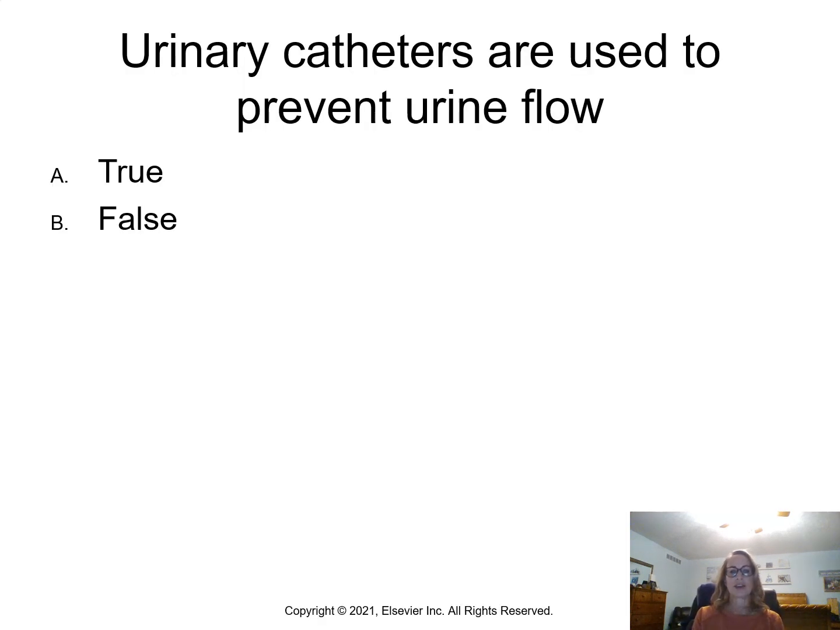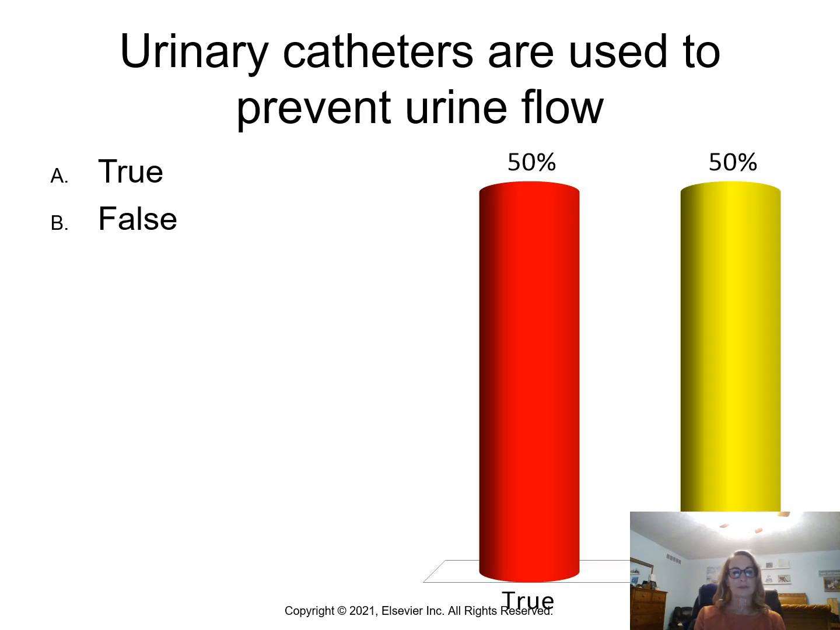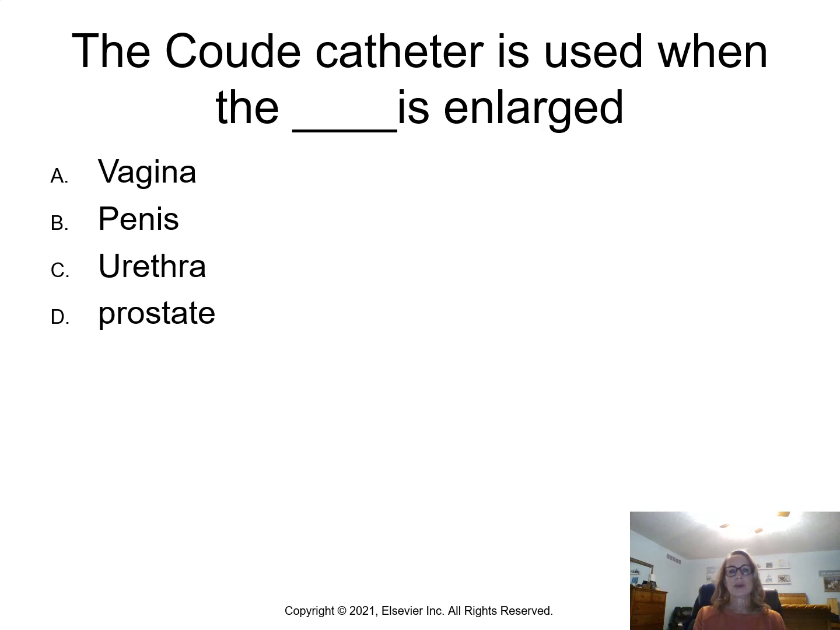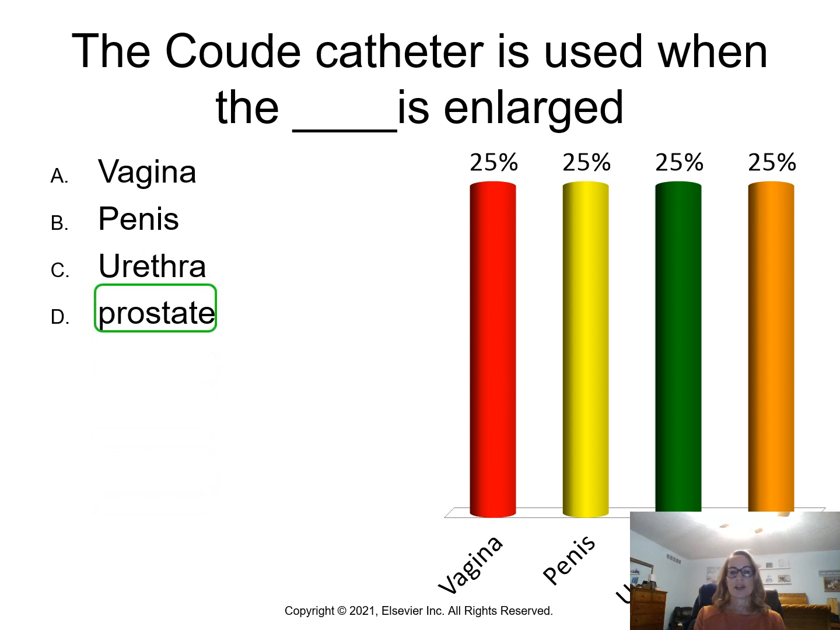Urinary catheters are used to prevent urine flow. True or false? False. All right, a condom catheter is used when what is enlarged? Do you remember? The prostate.